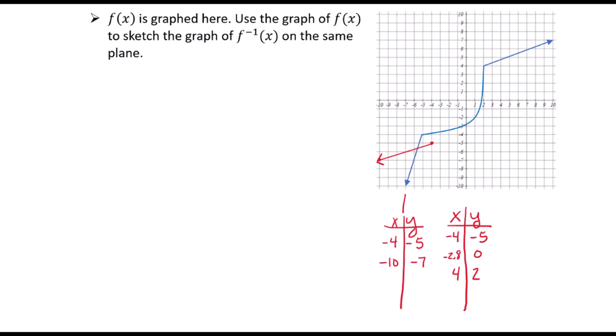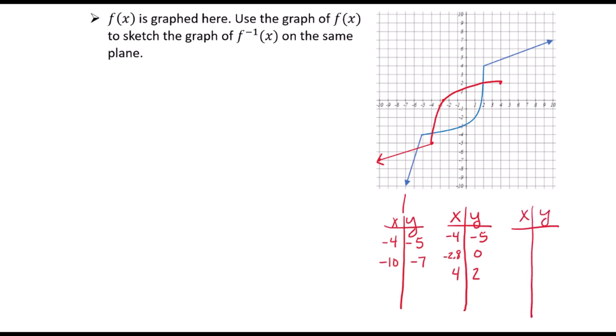When I graph those, they should be connecting there. And negative 2.8, 0 is right there, and 4, 2. So you can see the curvature here. And if you don't have a good idea yet of what that looks like, you can always add some more points in there. Get it as smooth as you can. There we are.